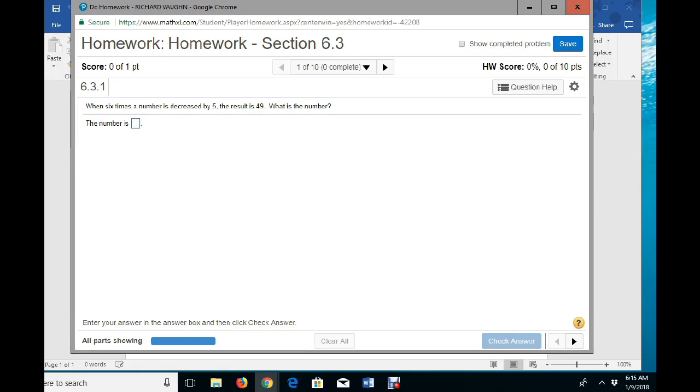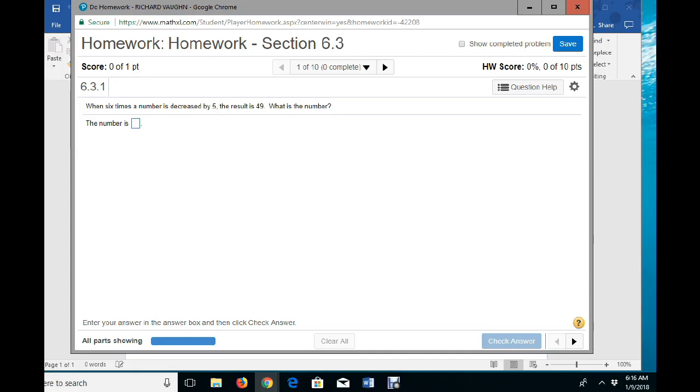So now I want to unwrap all of those things. I want to start with the end result, which is 49. Okay, so if my other thing is decreased by 5, now I need to increase that 49 by 5. So 49 plus 5 is going to get me to 54. So 6 times whatever this number is has to be 54.